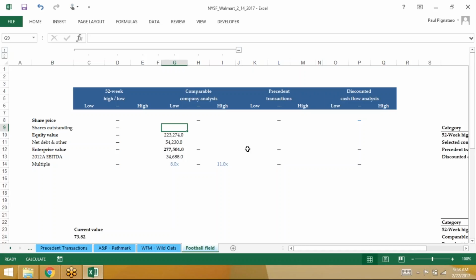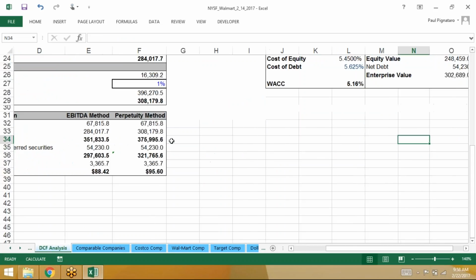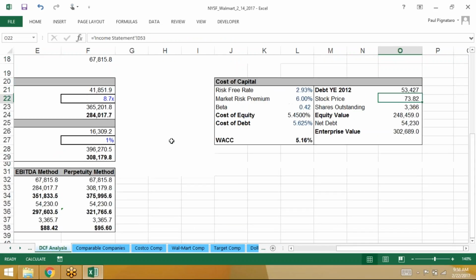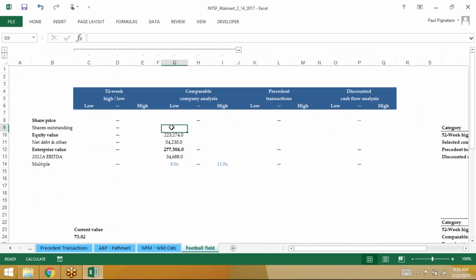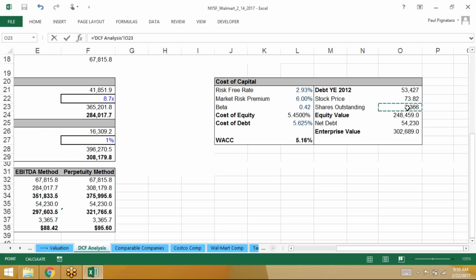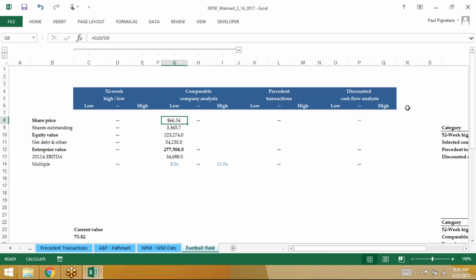Oh, interesting. Okay. And then to get the share price, what do we do? We've got the market cap, implied share price, divided by shares. So we've got to get the diluted shares. Again, we could just pull it from the DCF, the 3366, and divide. So basically we'd expect Walmart could go down as low as $66. That's the idea.